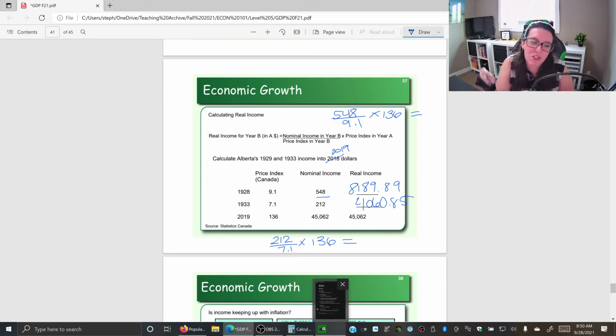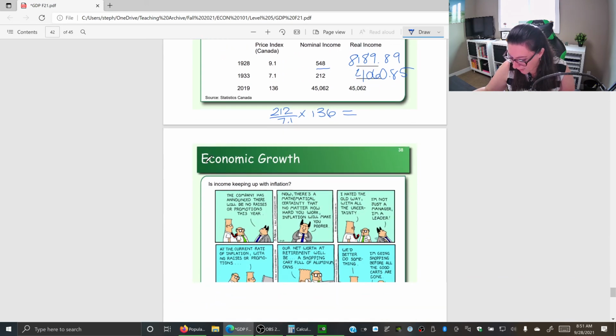All right, so we had asked the question a couple minutes ago of how are we doing now? Well, obviously, since 1933, our income has gone up. Our buying power, our real income. We can afford more goods and services than they could in 1933. What about lately? How are we doing in terms of income increases, so nominal income increases, to keep up with inflation? In other words, what's happening to our real income or buying power?